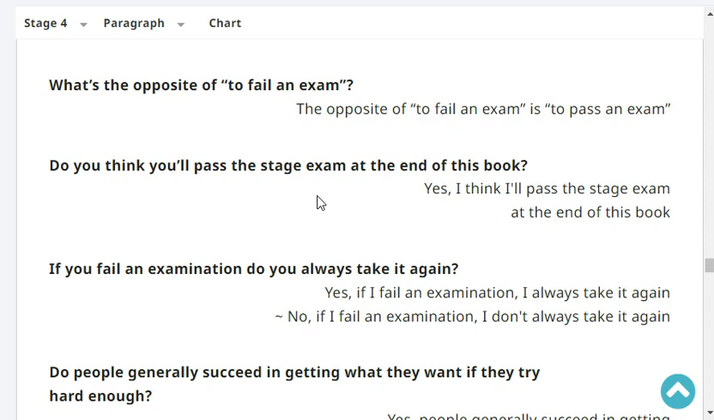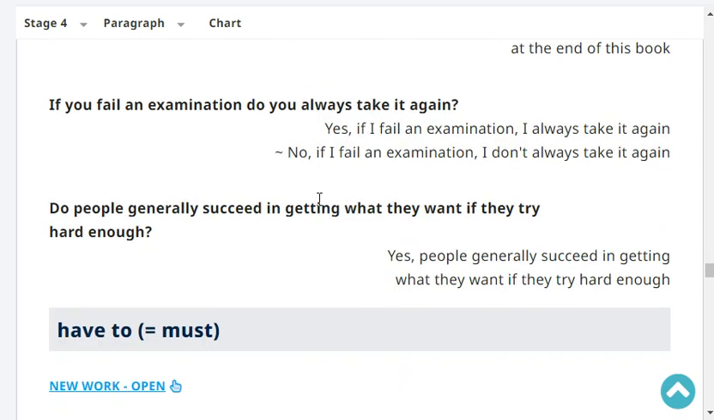Yes or no? Yes, if I fail an examination, I always take it again. Very good. Do people generally succeed in getting what they want if they try hard enough?